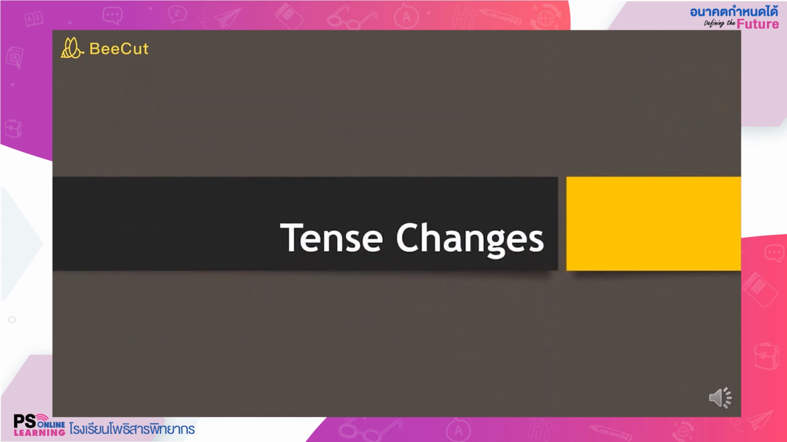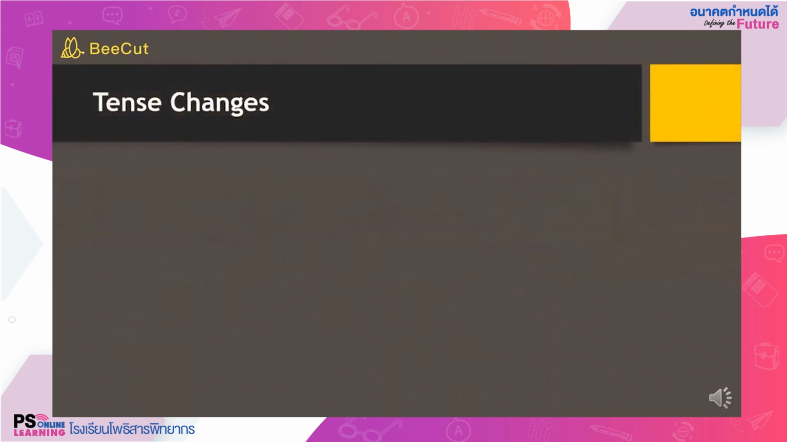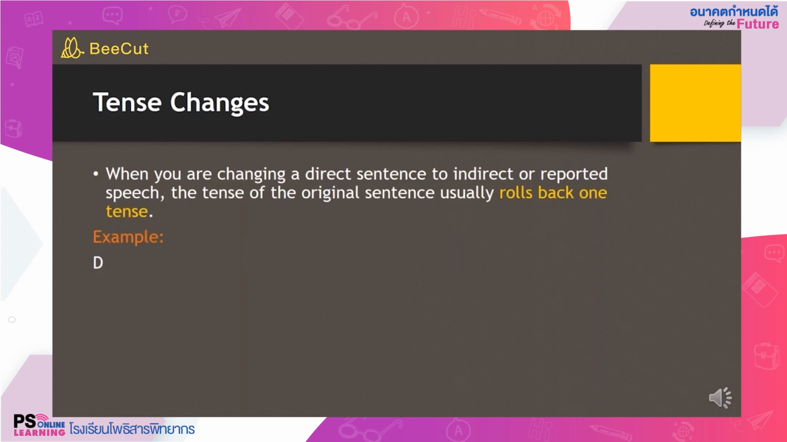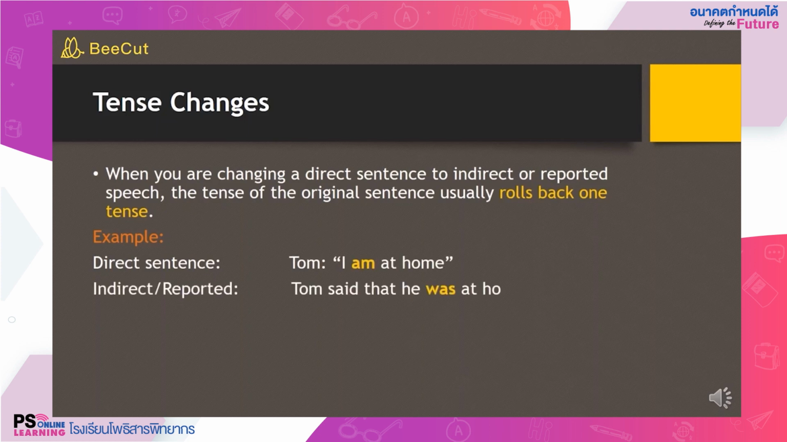Tense changes. When you are changing a direct sentence to indirect or reported speech, the tense of the original sentence usually rolls back one tense. For example, direct sentence, Tom, "I am at home." Indirect or reported statement, Tom said that he was at home. Am is the present simple form in the direct sentence here, and in the reported speech, it rolls back one tense. It becomes was, a past simple form.